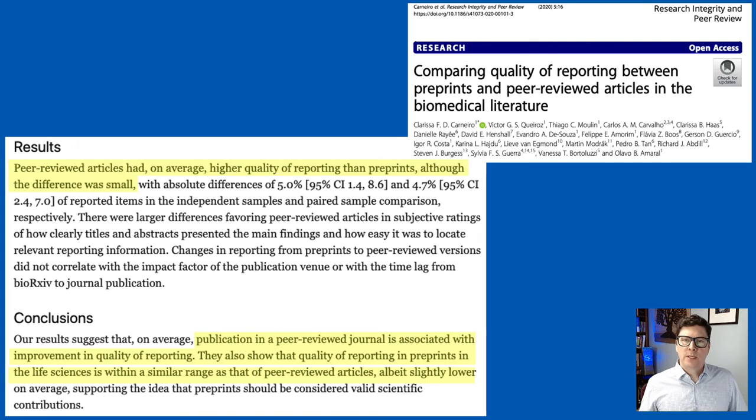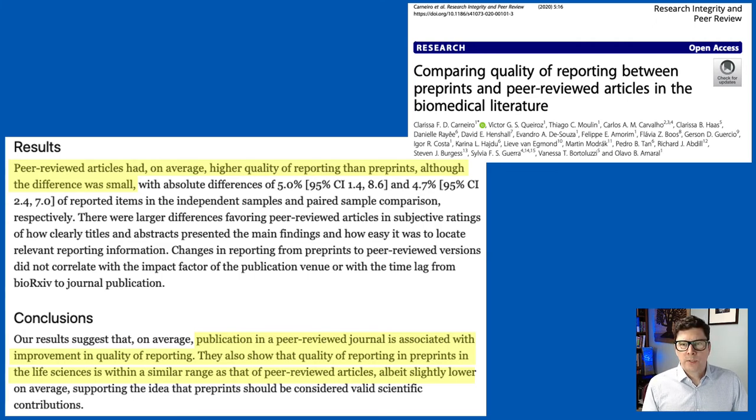How about quality? This article published in 2020 showed that peer-reviewed articles had, on average, higher quality of reporting than preprints, although the difference was small. And they also suggest that publication in a peer-reviewed journal is associated with improvement in quality of reporting, and that quality of reporting in preprints in the life sciences is within a similar range of that of peer-reviewed articles, albeit slightly lower on average. So these results are in line with the assertions that we read earlier, that the quality of preprints is not lower than the quality of peer-reviewed journal articles.